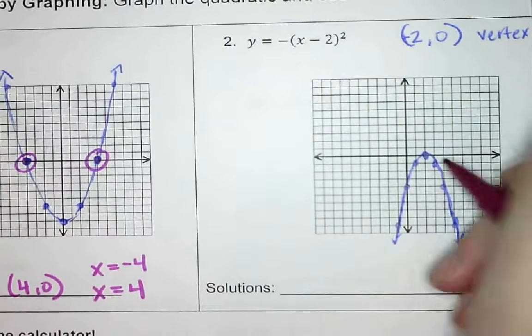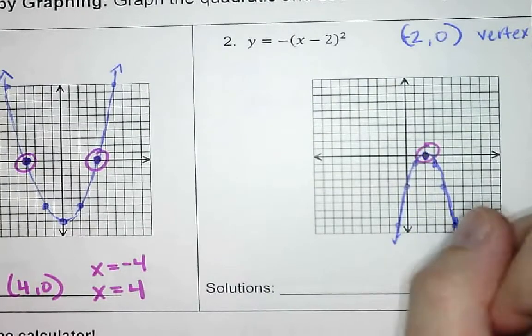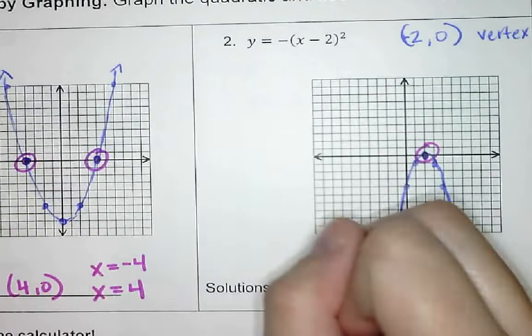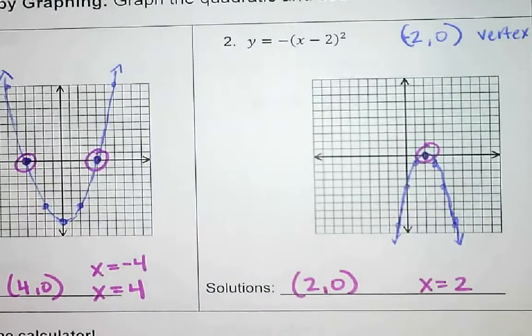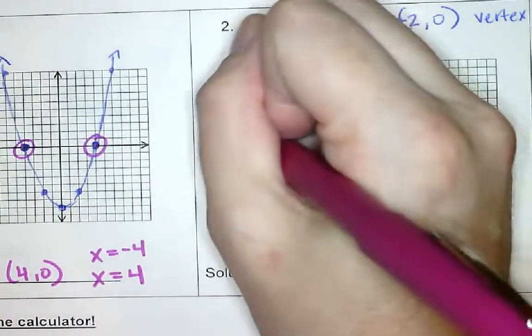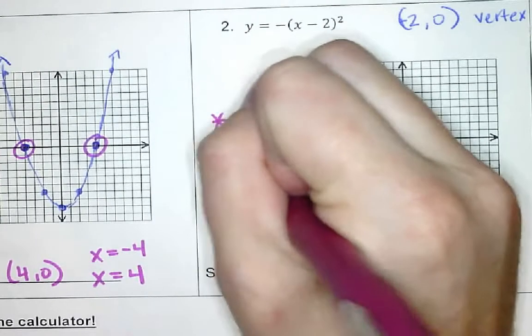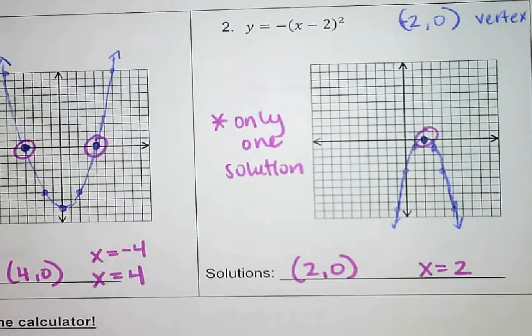Yeah. So you could write it as x equals 2, or you could write it as a point at 2, 0. And what do we notice? How many solutions do we have in this problem right here? We only have one solution because our x-intercept is going to be our solution. Do y'all feel pretty good about that?